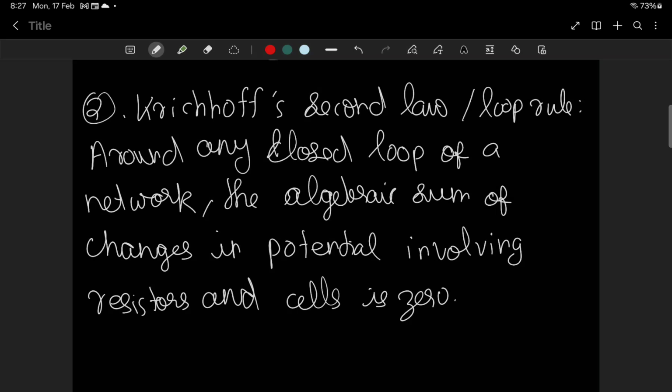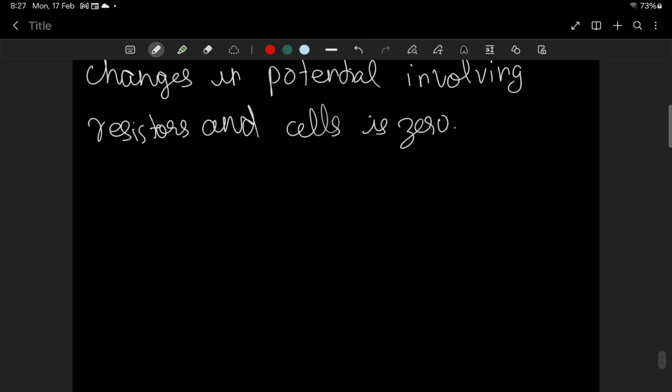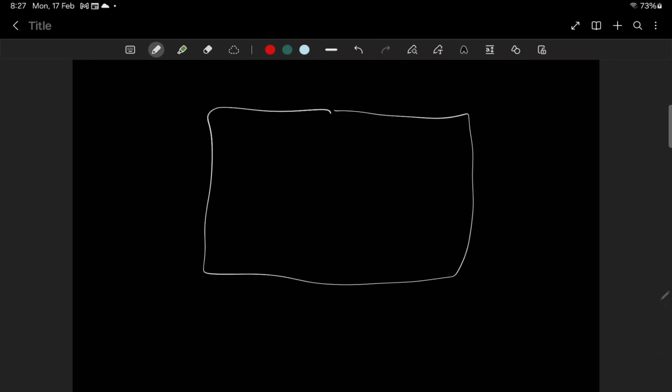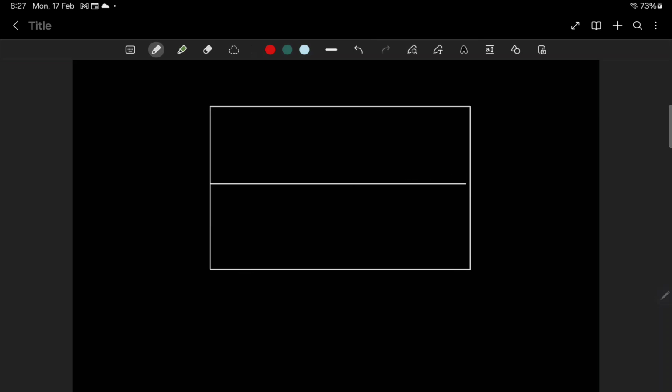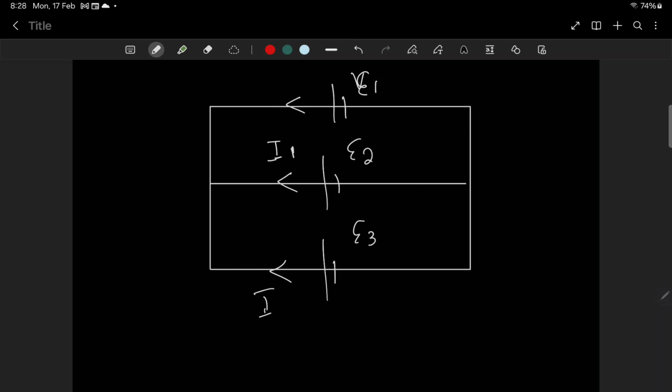Okay, got it. Now this loop rule has something called the sign convention. It's very simple. Look, I will just explain it through an example. EMF1, EMF2, going like this. This is I. This is I1.